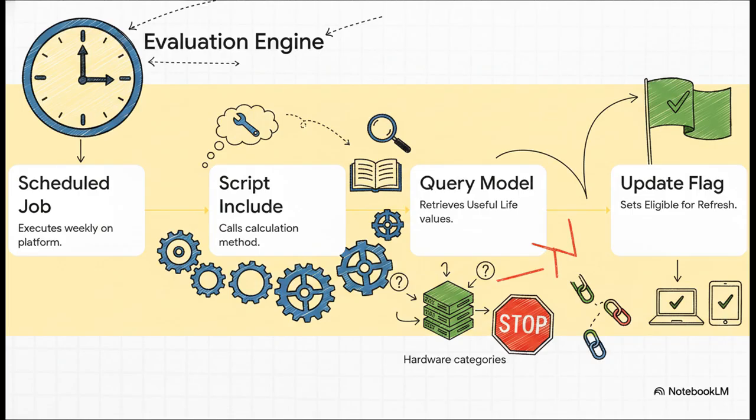First, a scheduled job runs. Second, that job calls a script include. Third, it queries the overarching hardware model category, so think Windows laptops versus Unix servers, to find its specific values. And finally, it outputs that true or false flag. Here's the kicker. If your models aren't categorized correctly, the script just can't populate the data, and this entire flow stops dead in its tracks.